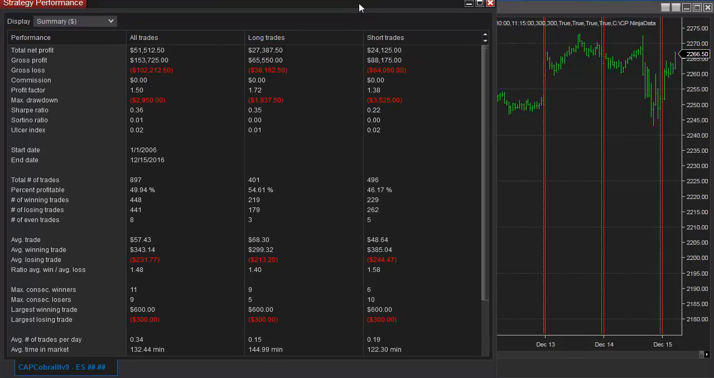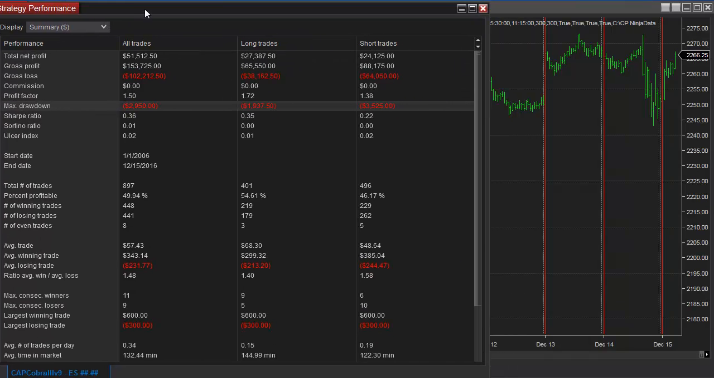This goes back, the most data I have in NinjaTrader generates trades back to July of 2006, so about 10 years. You see the total net profit, 897 trades, 57.43 average trade profit, 29.50 drawdown. This is Cobra 3, and it's on 15-minute charts.